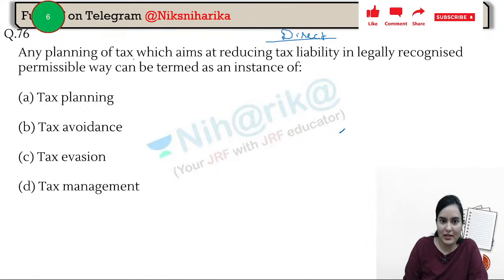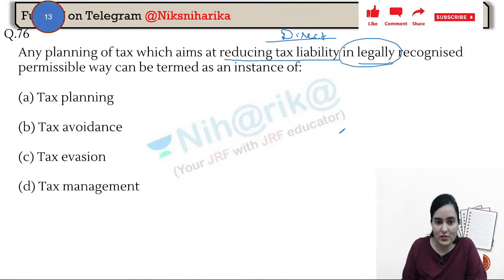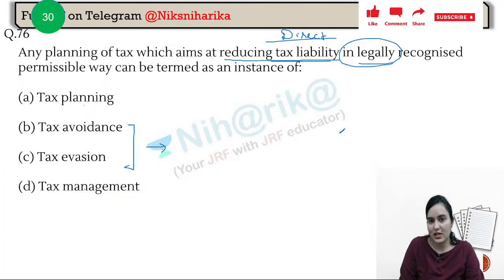That is, any planning of tax which aims at reducing the liability in a legally recognized way. There are some ways where we can legally reduce our tax liability, that too legally. So planning and management cannot be our answer. Only avoidance and evasion we have to select, because that is reducing the tax liability.